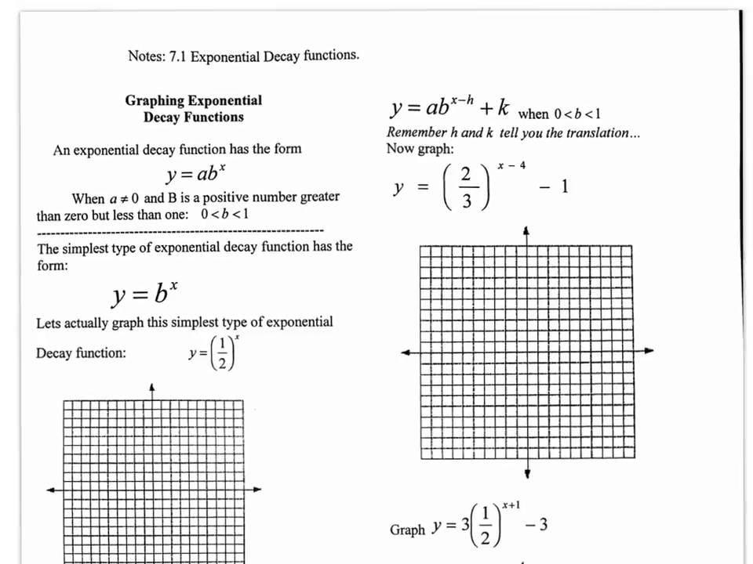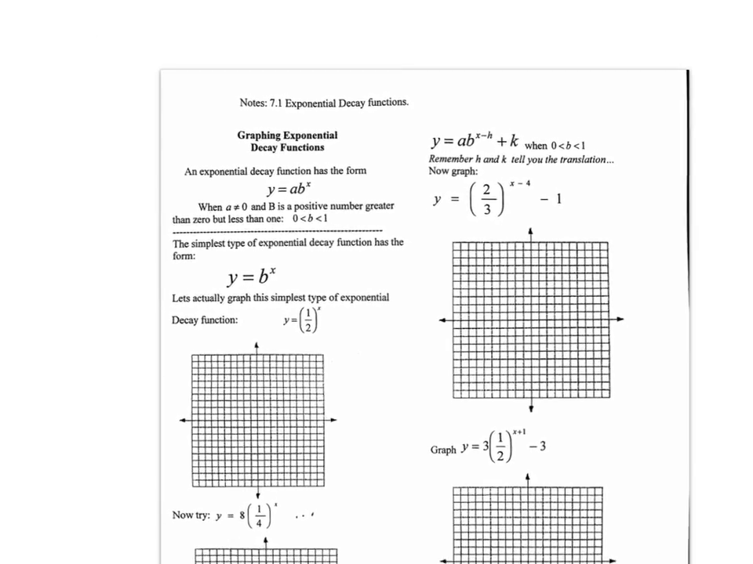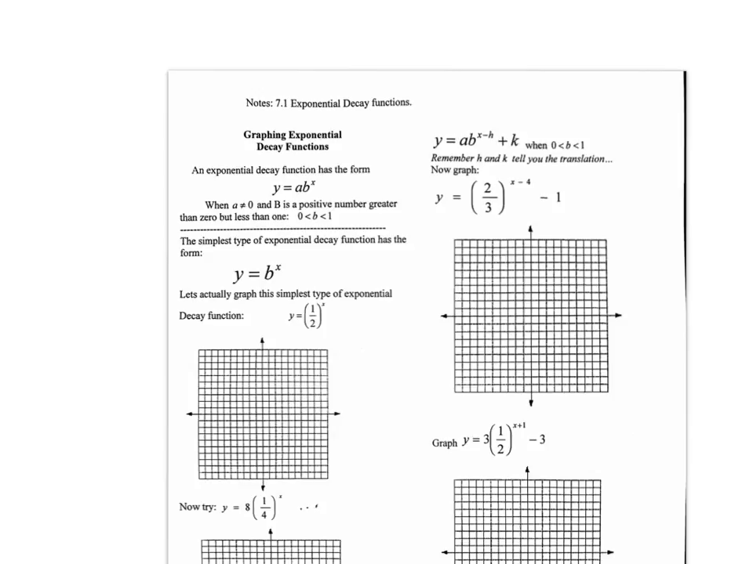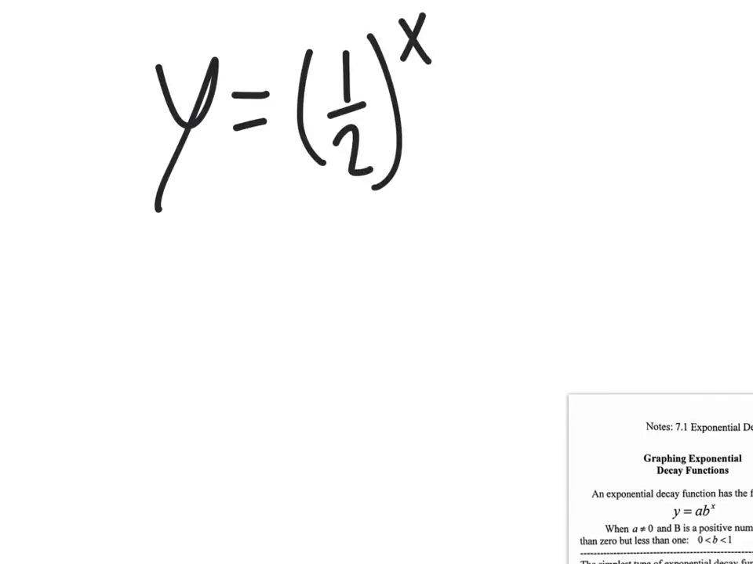So on exponential decay functions, the base will be less than 1. So maybe we should start out with something like this. Base 1/2 to the power of x. That's a decay function. Why is it a decay function? Because the base is less than 1.